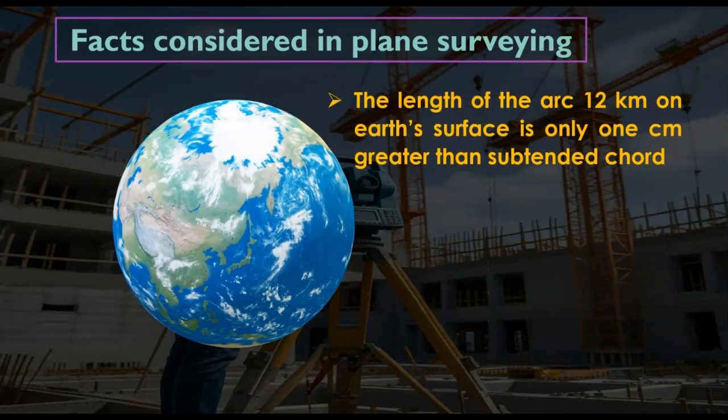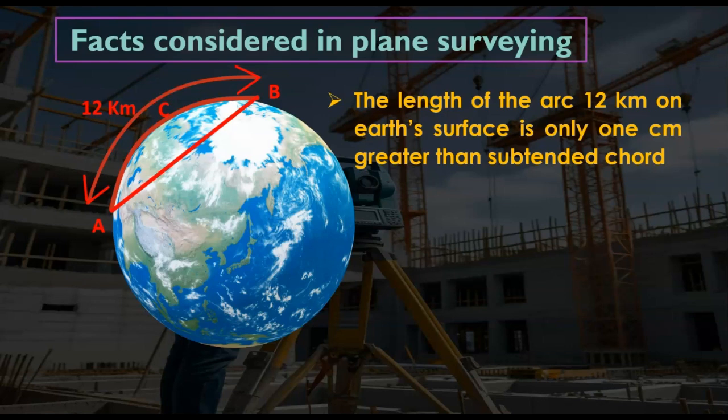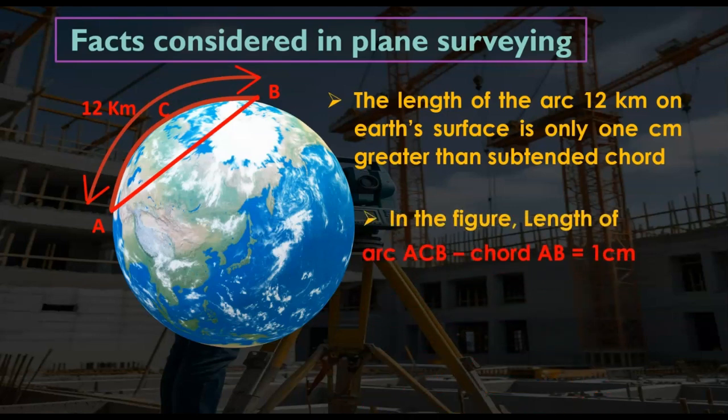So what are the different facts that are considered in plane surveying? The length of the arc, 12 km on Earth's surface, is only 1 centimeter greater than the subtended chord. In the figure, ACB is the arc whose length is less than 12 kilometers. Then AB is the subtended chord. Then according to this fact, the length of arc ACB minus chord AB is only 1 centimeter.